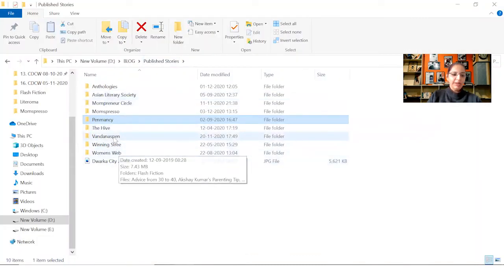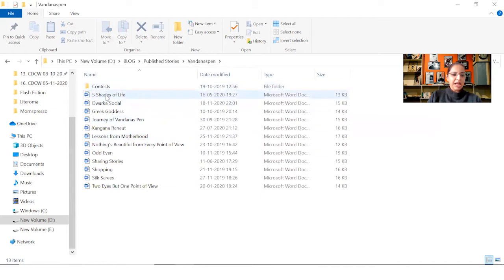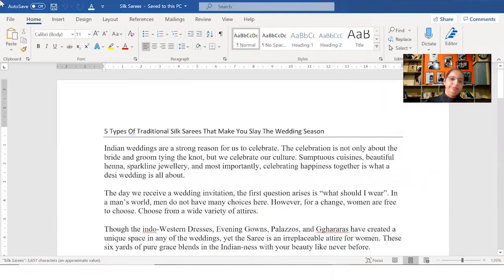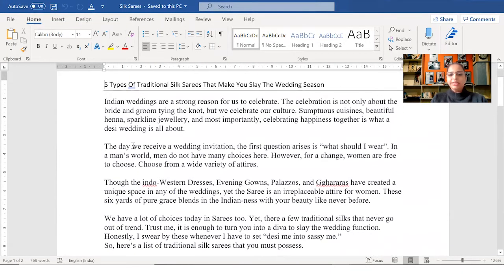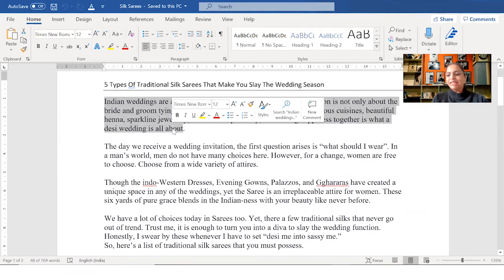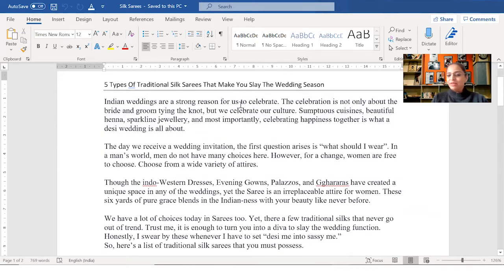So coming on to content writing and creative writing, let's see this one. If you read this, it is an article written about five types of traditional silk sarees that make you slay the wedding season. So what kind of traditional silk sarees are available that will never go out of trend. This is a part of content writing. Here you use a language which is very simple, right? Indian weddings are a strong reason for us to celebrate. The celebration is not only about the bride and groom tying the knot, but we celebrate our culture. Sumptuous cuisines, beautiful henna, sparkling jewelry, and most importantly, celebrating happiness together is what a Desi wedding is all about.